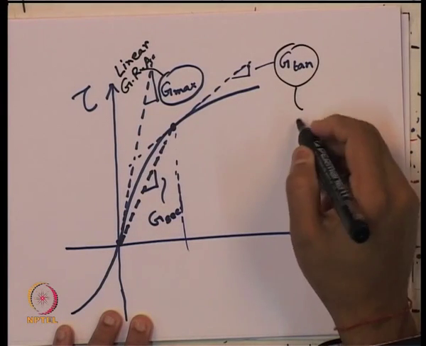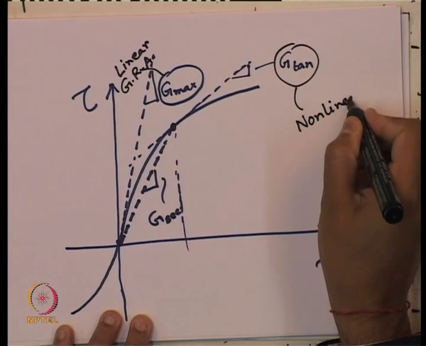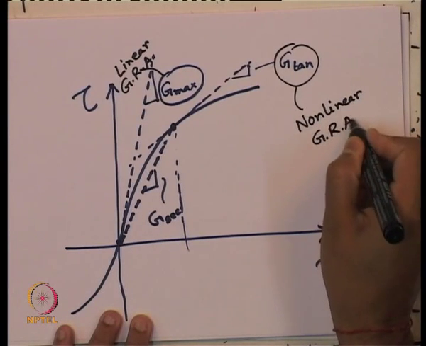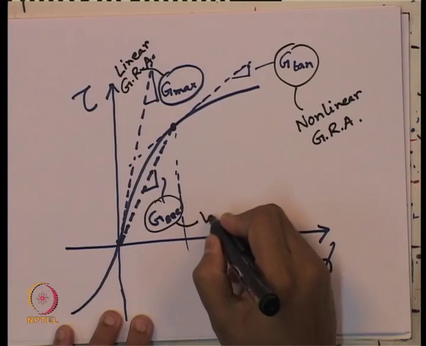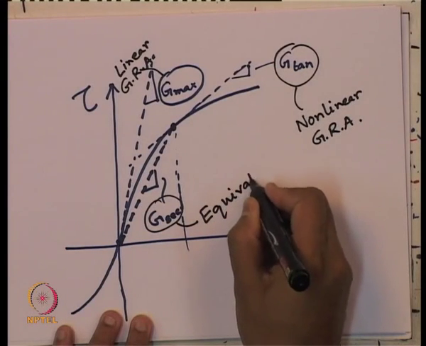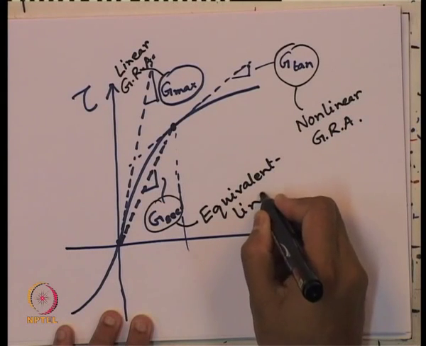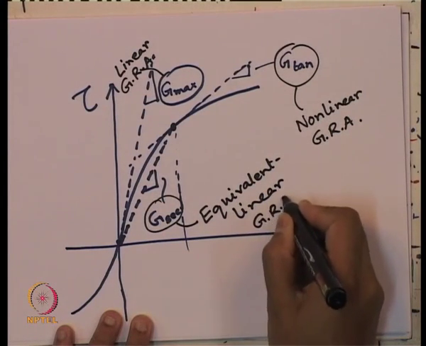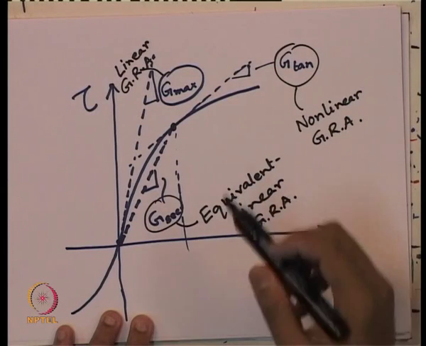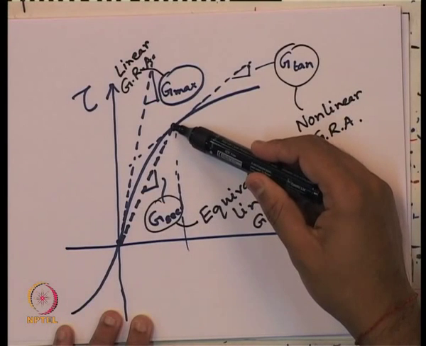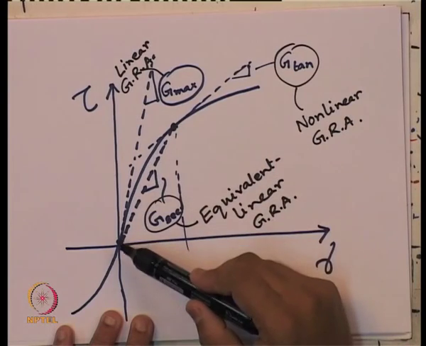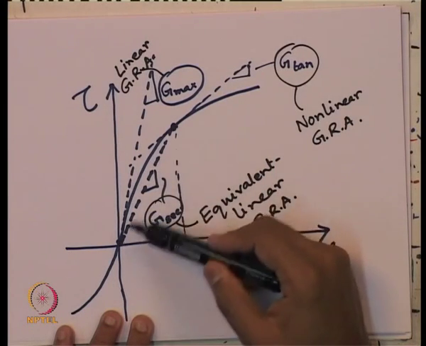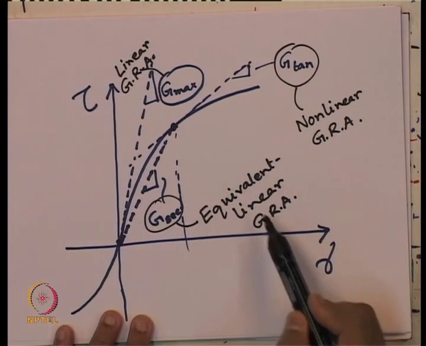This G tan we use for nonlinear ground response analysis, and this secant modulus, G sec, we use for equivalent linear ground response analysis. Why is it called equivalent linear? Because we have taken the stress strain behavior at a point on the curve of nonlinear behavior of the soil material, but we have joined that point with the initial value through a linear line or a straight line. That is why it is named equivalent linear.